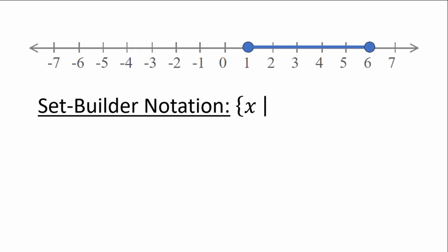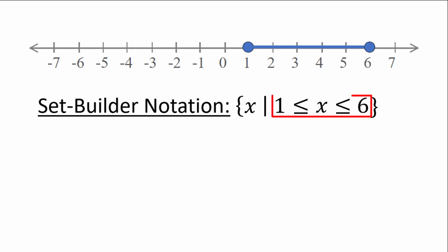Basically, we are saying that the values of x are allowed such that, and then after the vertical line, we will specify exactly which values for x are allowed. In this case, the numbers between 1 and 6 inclusive are allowed. The way we specify this is by writing a 1, a less than or equal to sign, our variable, which is x, another less than or equal to sign, and then the 6. Finally, we close the right bracket.